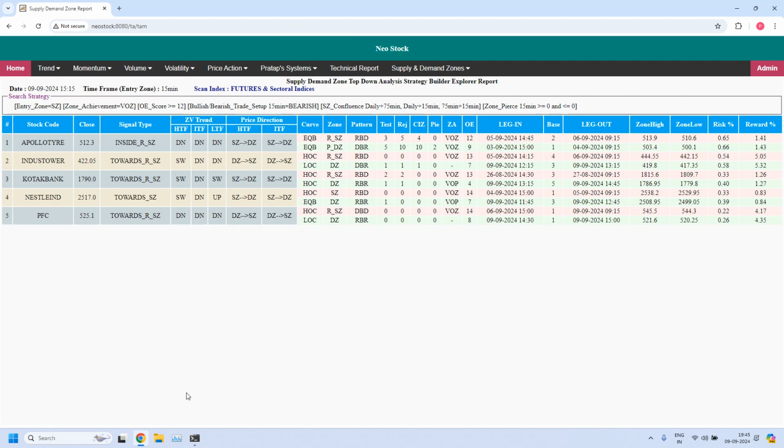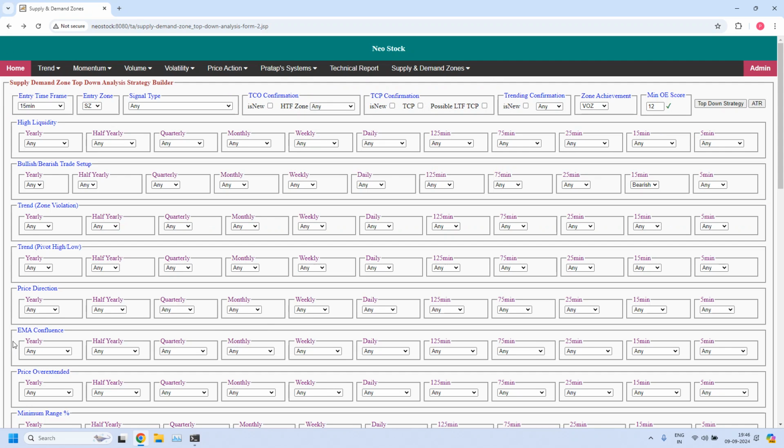All these 5 stocks are currently supporting a bearish trade setup for daily income trade and also LTF, ITF, HTF confluence. That means the 15-minute zone is part of the 75-minute zone, and that 15 and 75 together is part of the daily zone. And on the daily trend, 2 stocks are having downtrend. In these 2 stocks, if any EMA confluence is there, they are high probability setups. So let's look into the daily EMA confluence.